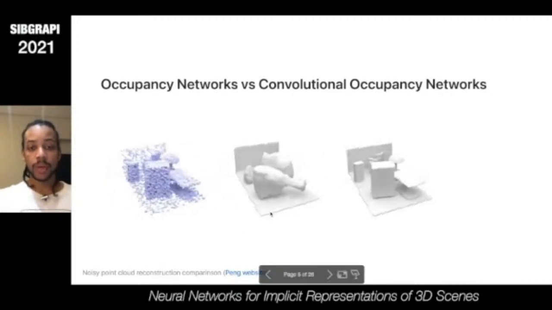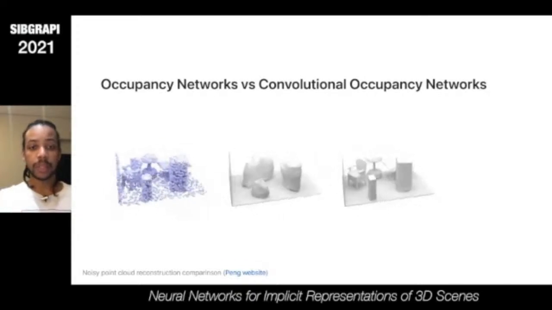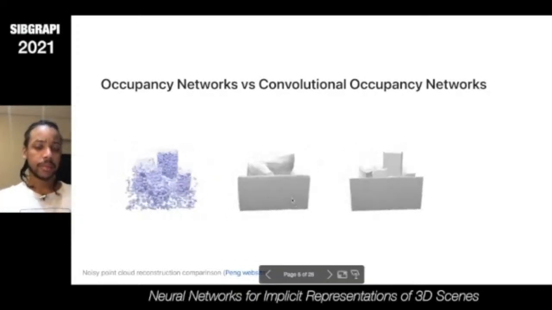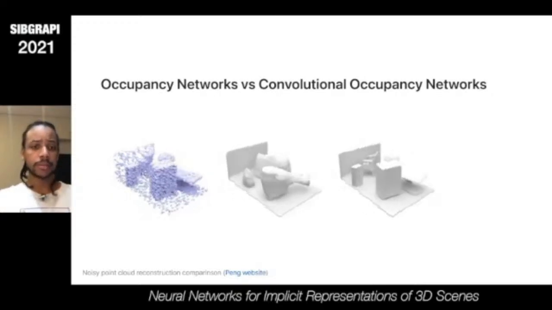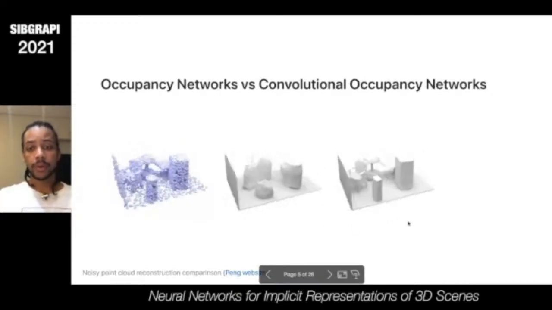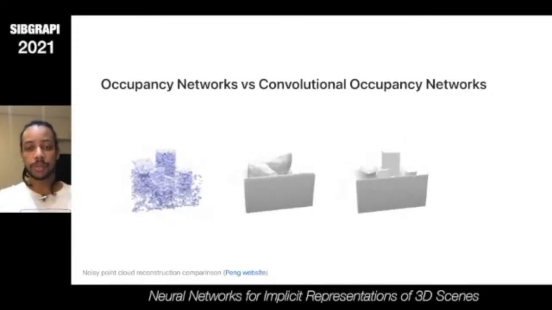In the middle we have the reconstruction from occupancy networks, and we can see that it is misplaced and some objects are aggregated with each other. And here on the right we have the reconstruction from convolutional occupancy network, which looks much better.